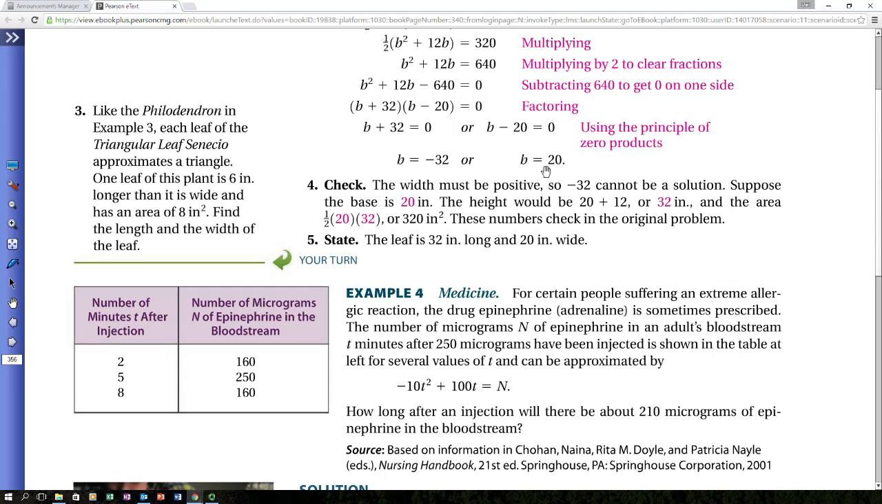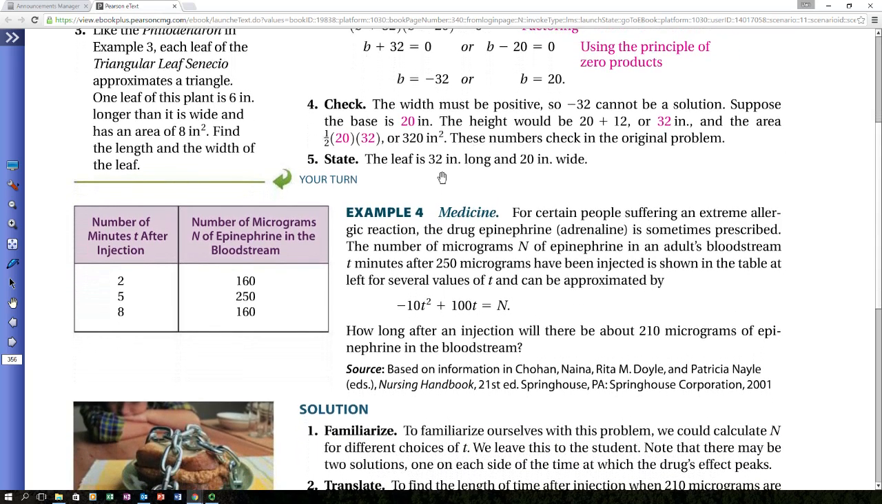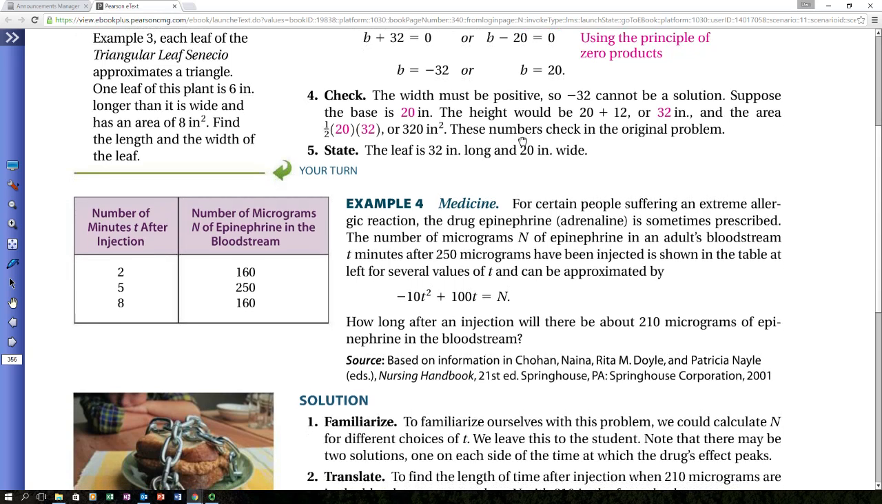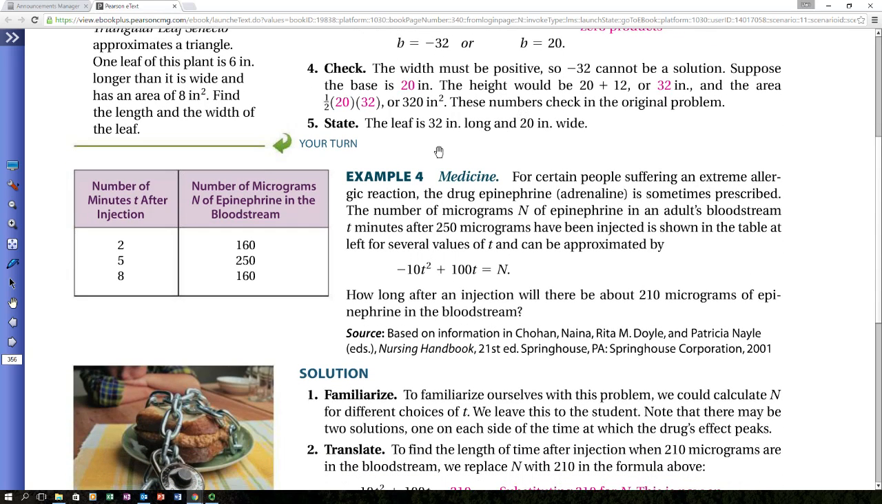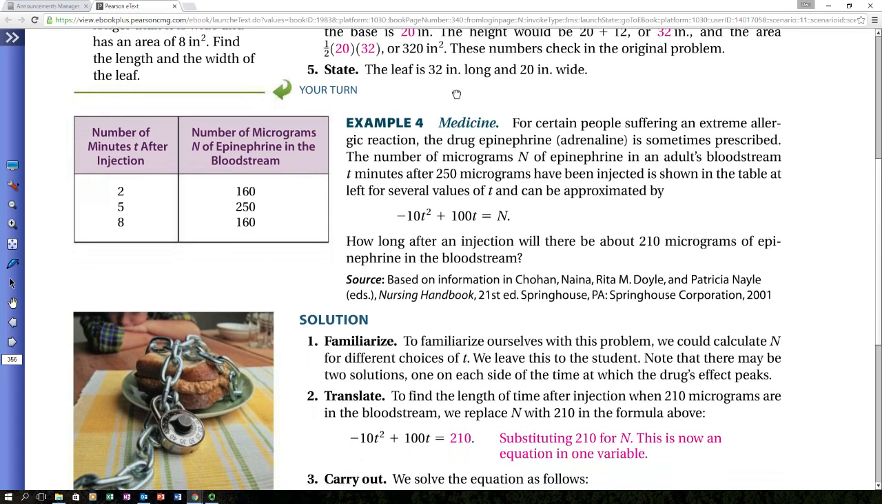So what I found, what does B mean again? It means the base, the distance of the base of that leaf, and then the height would be B plus 12, which is 20 plus 12 is 32. And then we check, is 1/2 times 20 times 32 equal to 320 inches squared? And it is. So that checks that if we have these conditions for this leaf, these are the actual dimensions of that leaf.